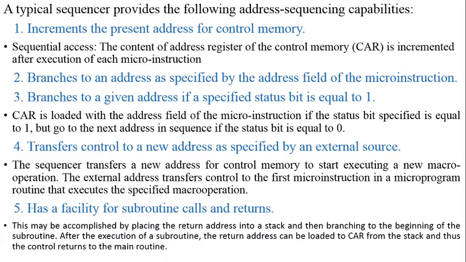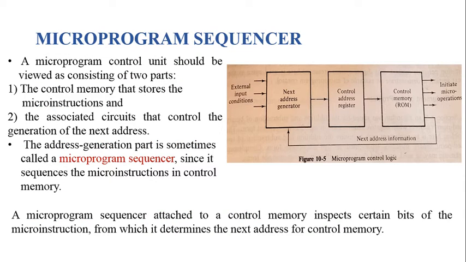If the current value of the status bit is equal to 1, then we want to consider the address field of the current micro instruction and branch to that location in order to get the micro instruction to be executed next. If the status bit value is equal to 0, what we want to perform is just to increment the current value of our control address register in order to get the micro instruction to be executed next.